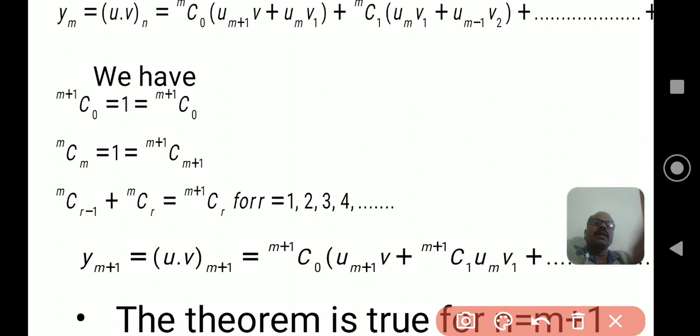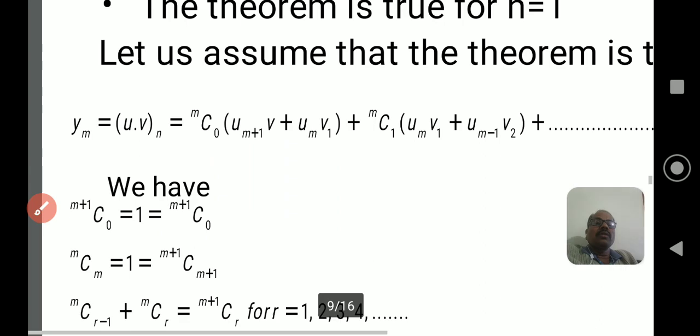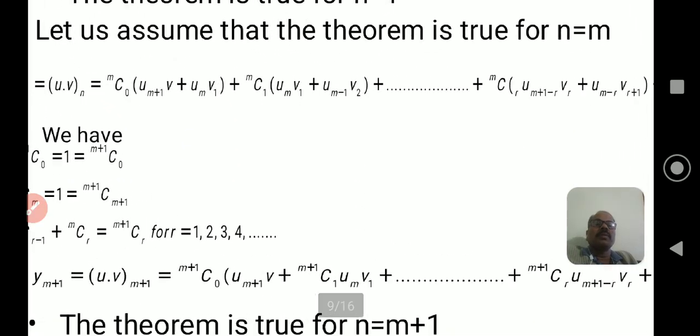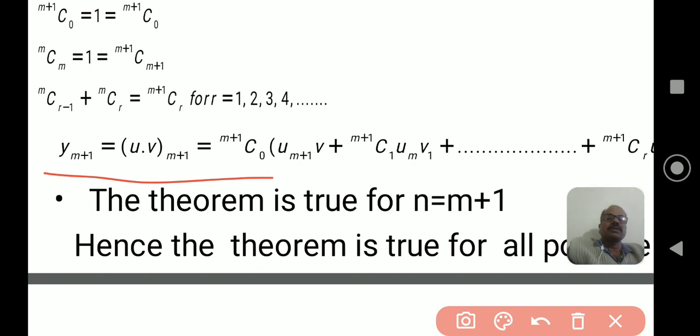(m+1)C0 and mC0 both have the same value, which is 1. Similarly mCm and (m+1)C(m+1) are both equal to 1. Also, mC(r-1) plus mCr is always written as (m+1)Cr, for r equal to 1, 2, 3 and so on. By using this result in the above step, finally we can get the term like this. The above statement becomes, after using these identities, y(m+1). Actually we started with y(m), and now we are going to write it as y(m+1).